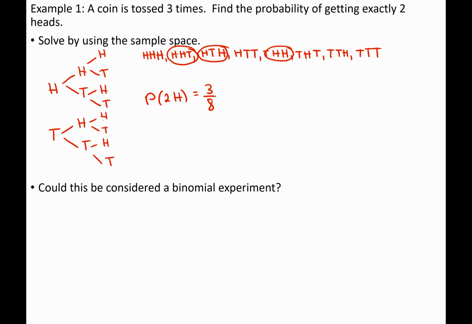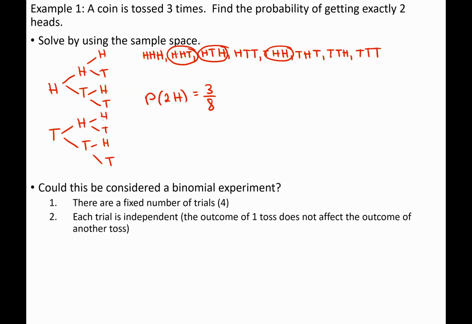Now we want to ask ourselves, though, could this be considered a binomial experiment? So in order to see if it is or not, we've got to go through that checklist of steps that we had on that first slide. So the first step was, are there a fixed number of trials? Oh, bad animation. There are a fixed number of trials, and that should say 3. We're going to flip the coin 3 times.